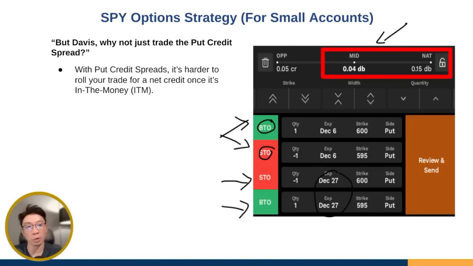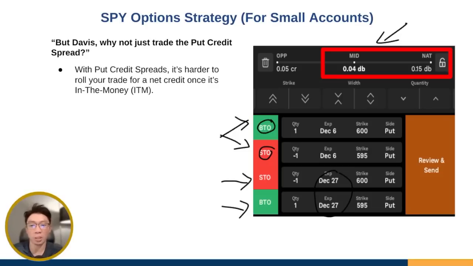And what you notice down here is that you actually have to pay a debit, right? You're not able to get a credit for this rolling. And that's one of the downsides of having this put credit spread, right? It's going to be very difficult for you to roll. And you notice it's 4 cents at the mid. Chances are you won't get filled there, right?